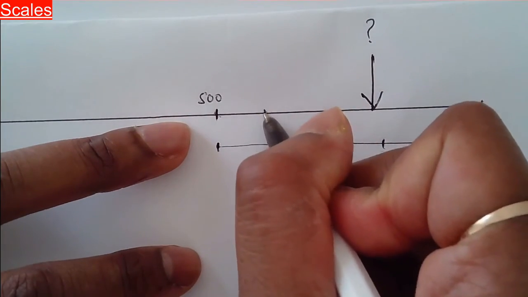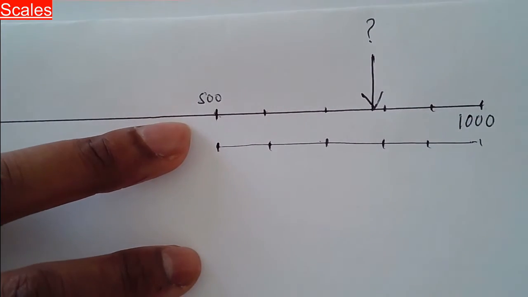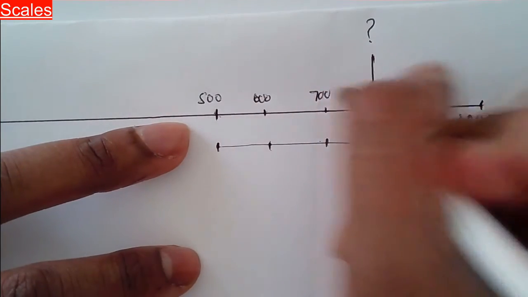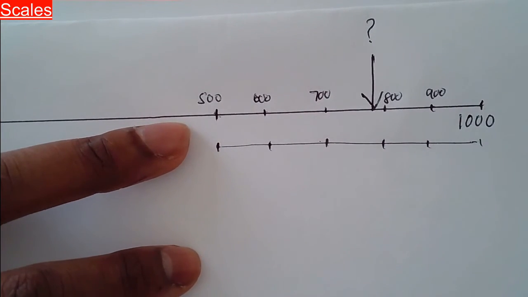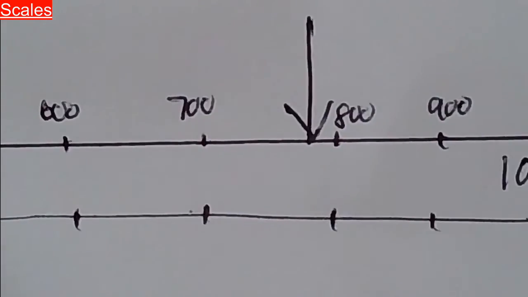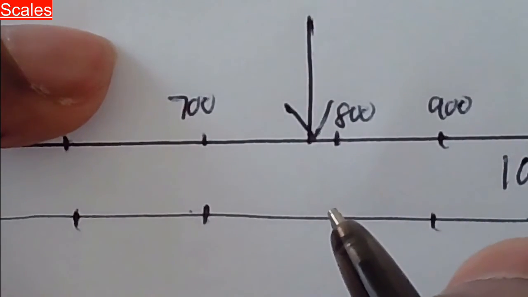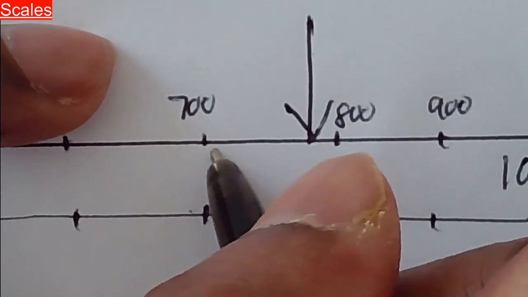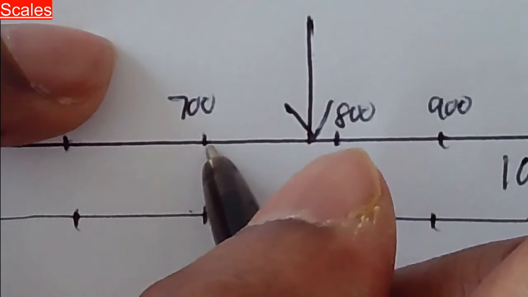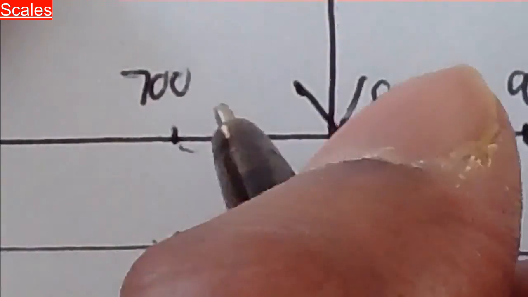I would say 600, 700, 800, 900, 1,000. Well, clearly this arrow is close to 800 and 700. Right, what might be helpful is to maybe split this up into 10 equal parts, so that these are going up in tens. Well, that's a bit of a challenge. Let's try.